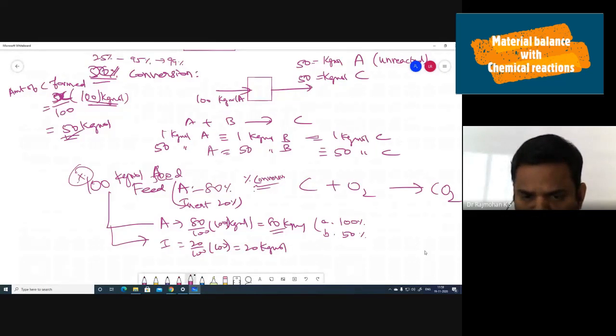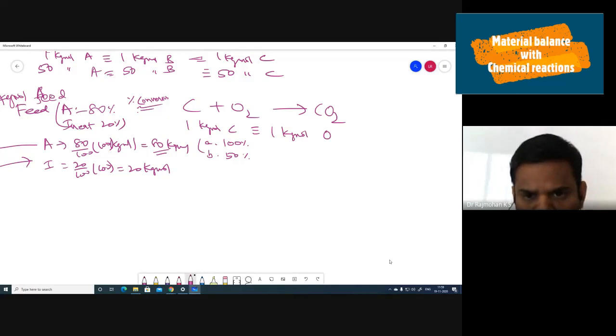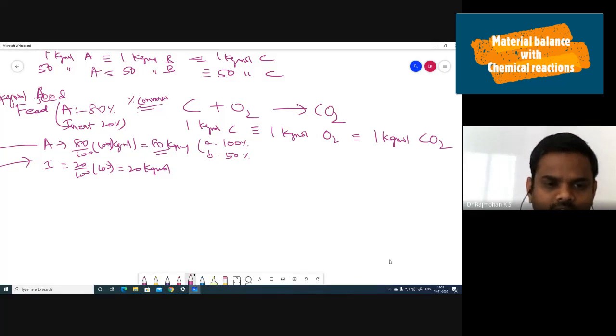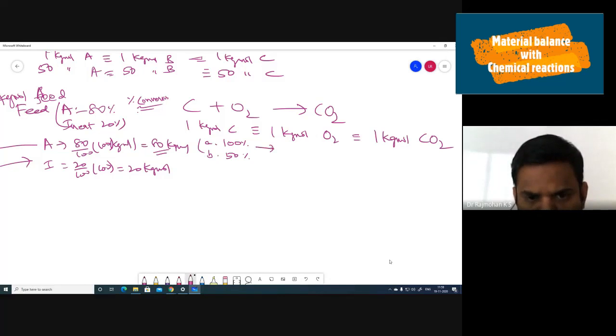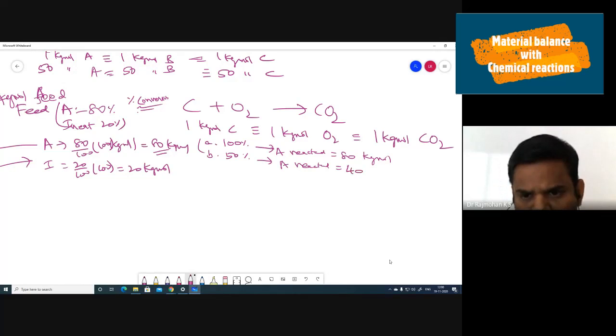So what is the amount of CO2 formed? Here we have to always write this: 1 kg mole of C reacts with 1 kg mole of oxygen to form 1 kg mole of CO2. So if it is 100% conversion, what is the amount of A reacted? 80 kg mole. If it is 50% conversion, A reacted is, out of 80, only 40 kg mole reacting. So what is the kg mole of CO2 formed for the first case and the second case?